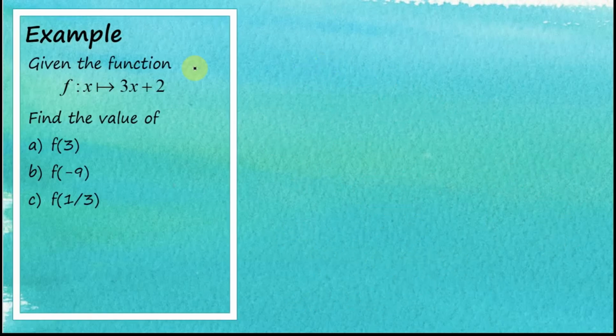Now let's see this example. Given the function f: x mapped to 3x plus 2, find the values of f of 3, f of -9, and f of 1 over 3. And just now we learned that if we are given a function in this notation, we rewrite it again with this notation, f of x equal to 3x plus 2.